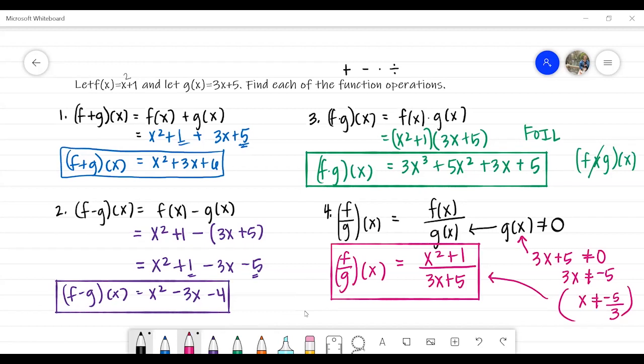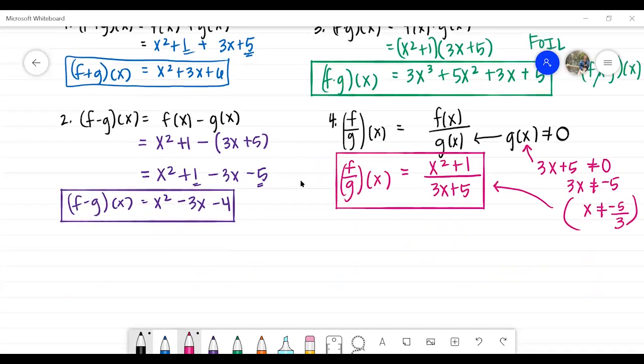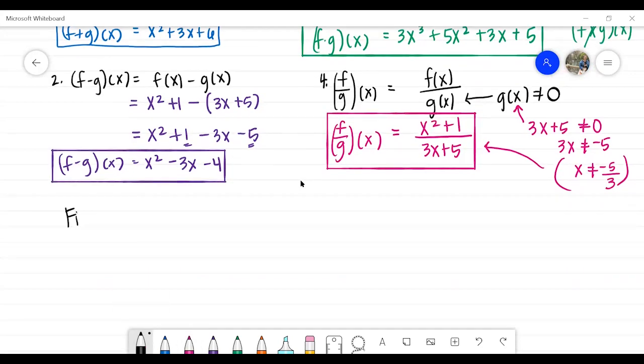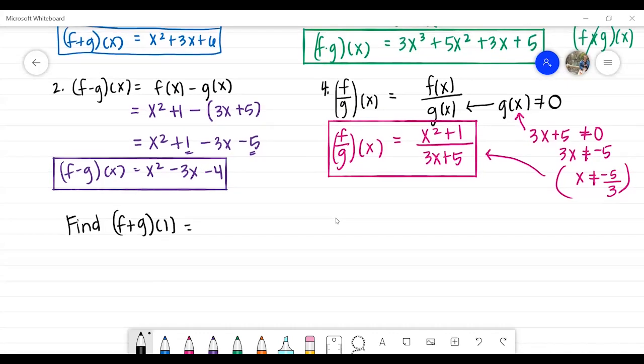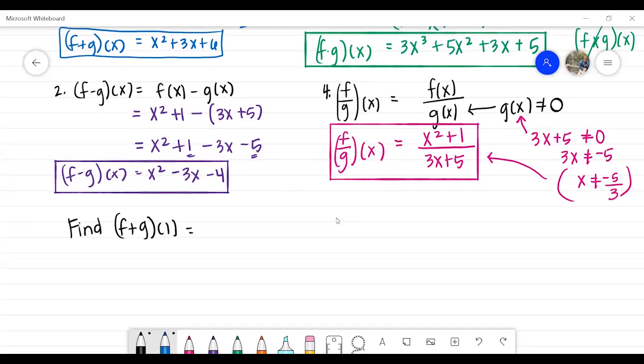The other thing that we can do is we can find function values. So what if we were to find f plus g of 1? Well, we've found function values in the past, right? I'll write out the function we got. It was our answer from up here. So this was x squared plus 3x plus 6. And let me put an x here for a moment, so it's a little more accurate. So of x. And we're going to find, let's say, at x is equal to 1.